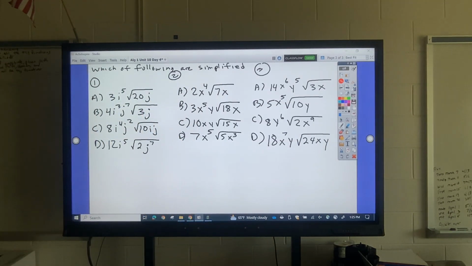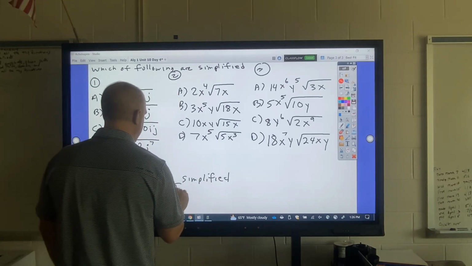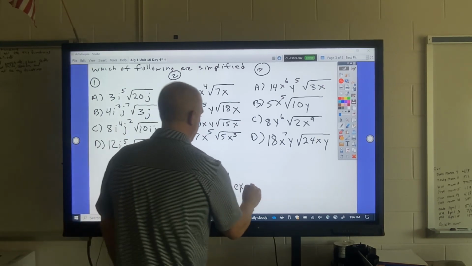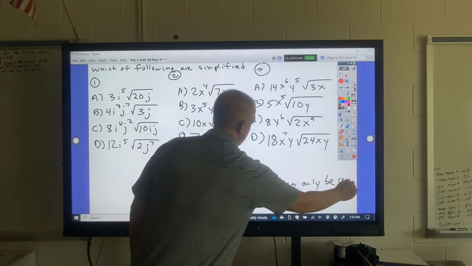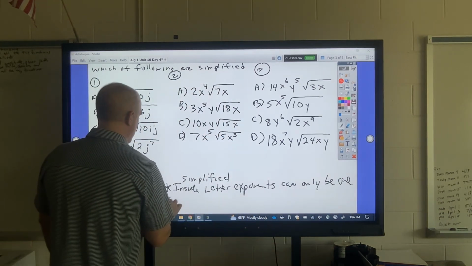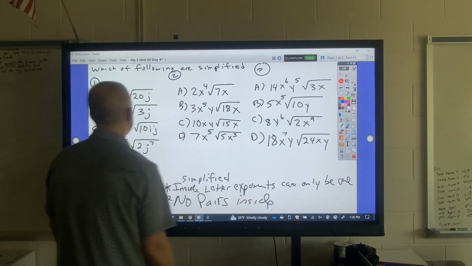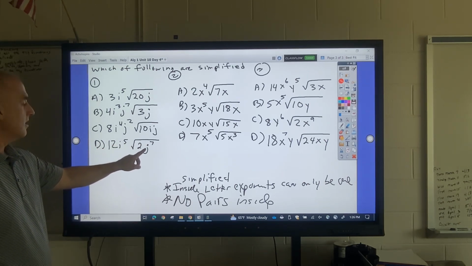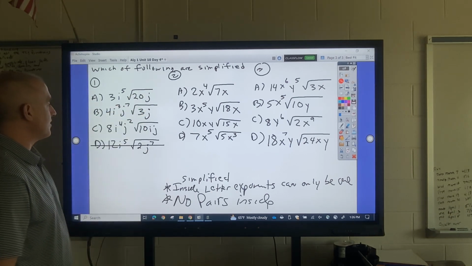Okay, the last thing in this unit is, are these simplified? So here's what you're looking for in simplified. Inside, the letter exponents can only be 1. Also, no pairs inside with your standard number. So if I'm looking at these, this one is no good because that's 7, okay? Now all these other ones have letters of that.